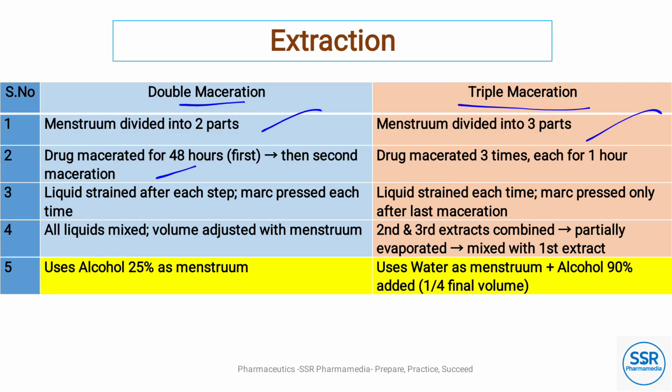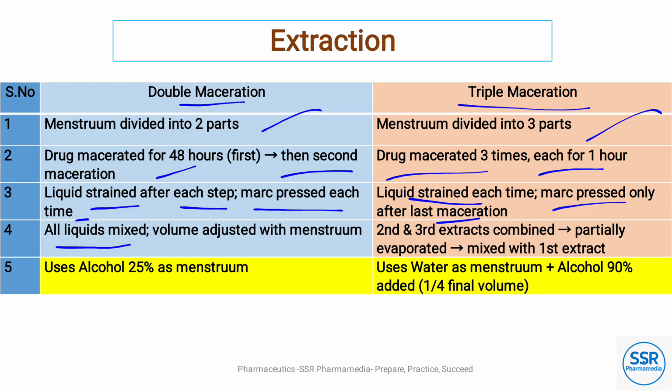The drug is macerated for 48 hours first, then the second maceration starts. Here in triple, the drug is macerated 3 times, each for 1 hour. In double maceration, the liquid is strained after each step and the marc is pressed each time. In triple maceration, the liquid is strained each time, but the marc is pressed only after the last maceration.